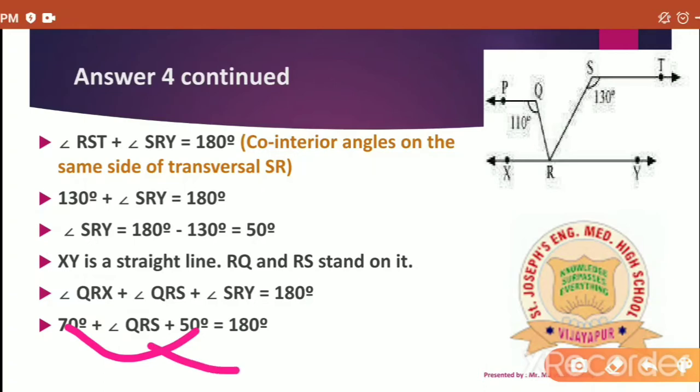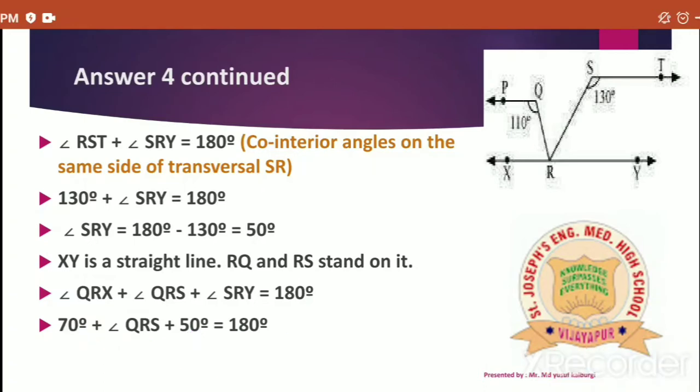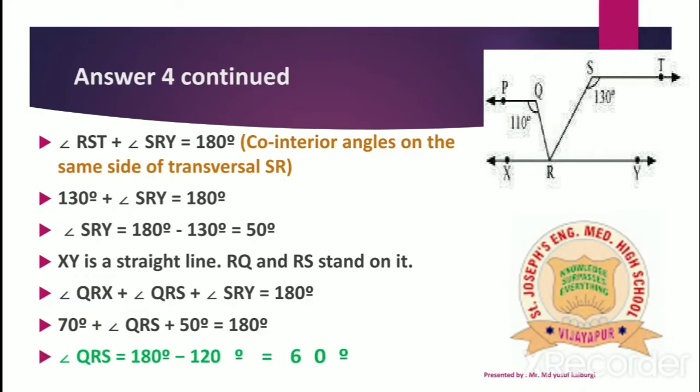If you take that 120 degrees to the right side, what happens? 180 minus 120. So if you subtract, then what are you going to get? 180 minus 120 will give you how much? That is equal to 60 degrees. So QRS is equal to 60 degrees. Okay, now this is the answer for the fourth question. So let's move on to the next question.